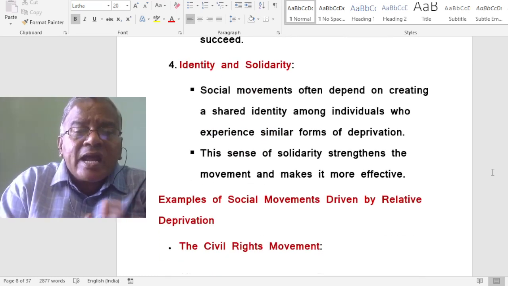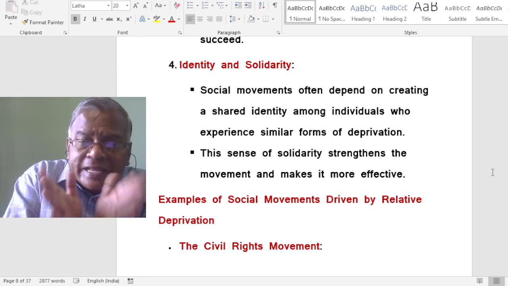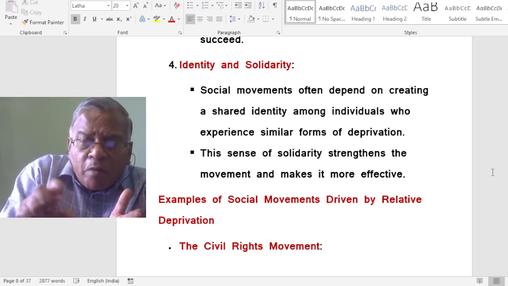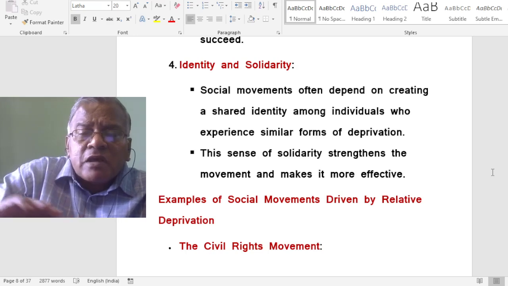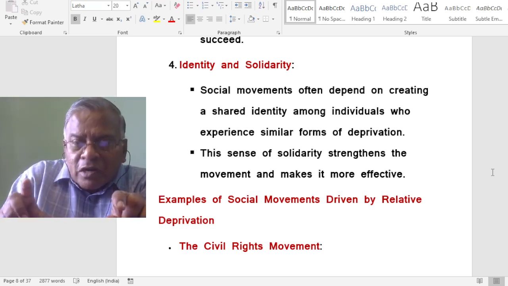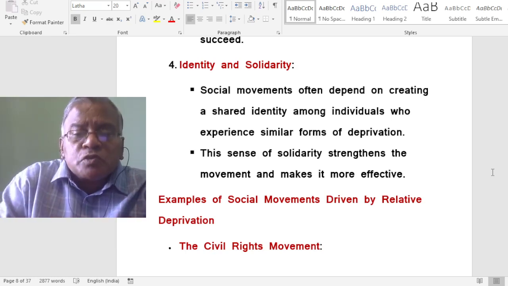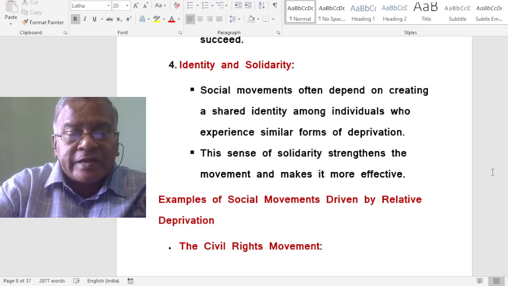Then identity and solidarity. Social movements often depend on creating a shared identity, a common identity among individuals who experience similar forms of deprivation, and that causes a social movement. This sense of solidarity strengthens the movement and makes it more effective.